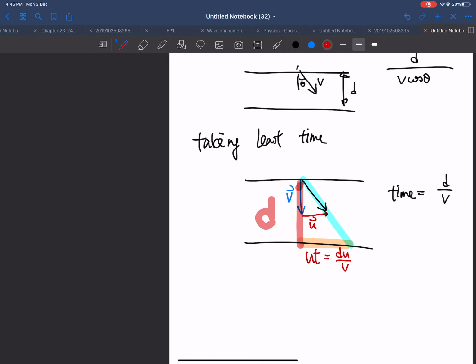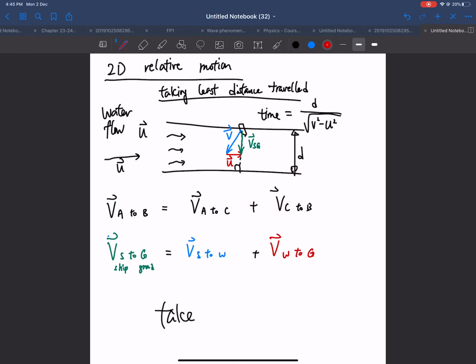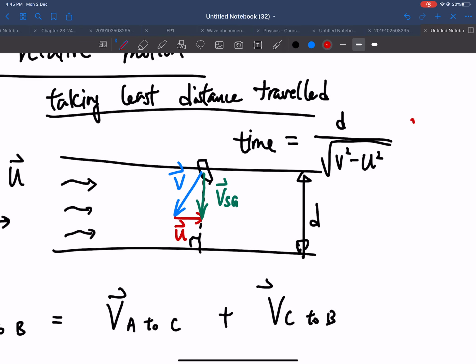Oh, I should give one condition. Now, this one is valid only when v is greater than u. If v is less than u, then this is not the case. That's an imaginary number. The expression inside the square root will be negative, and that means no solution. It's not possible.